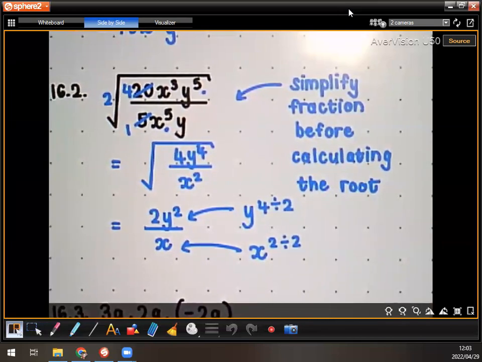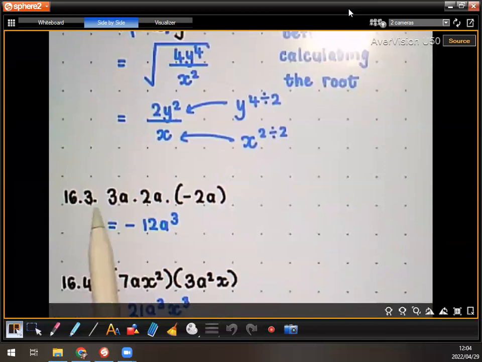So guys, if they ask you to find the square root of numbers and variables that don't have nice square roots, then you definitely have to first simplify what you have in your root. Okay, we'll usually work it out like that.